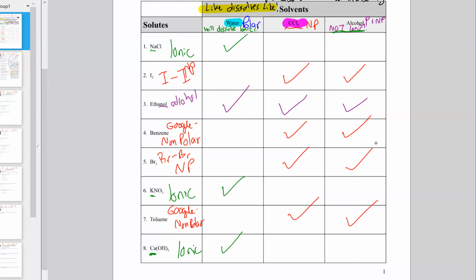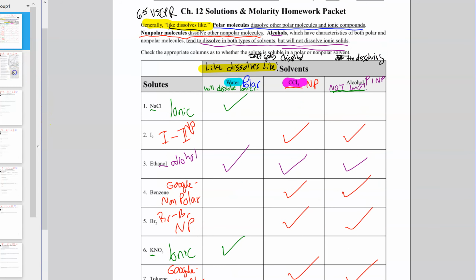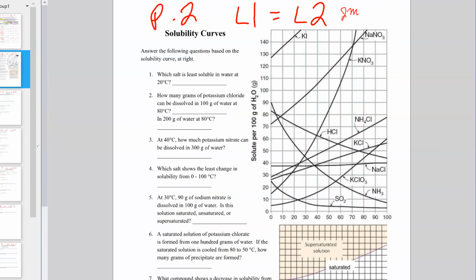Okay, and look, that's it. We're done with page 1. Awesome. Page 2, I'm going to come back for another video, and we'll be looking at these solubility curves.